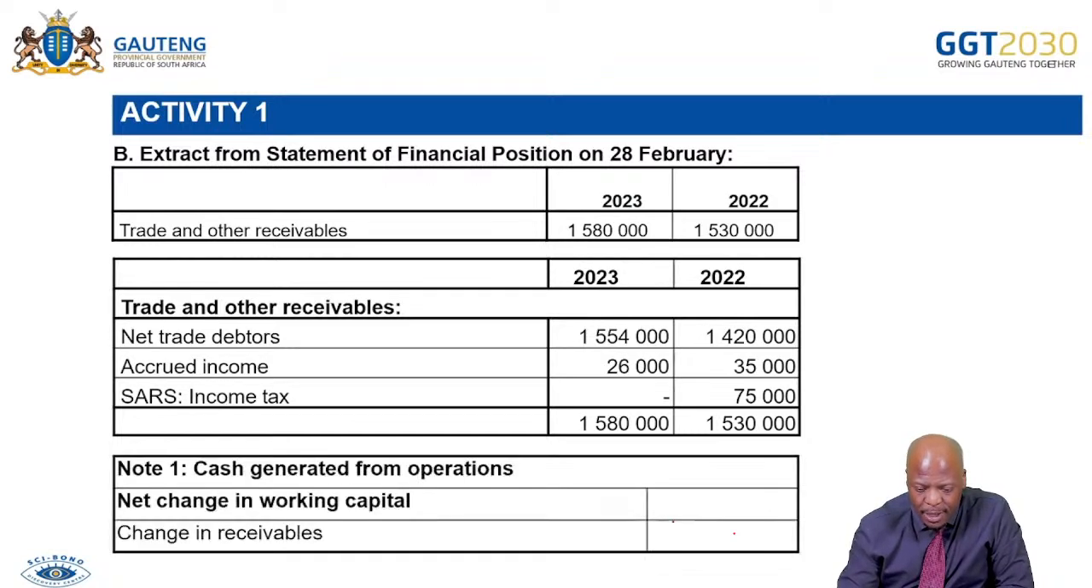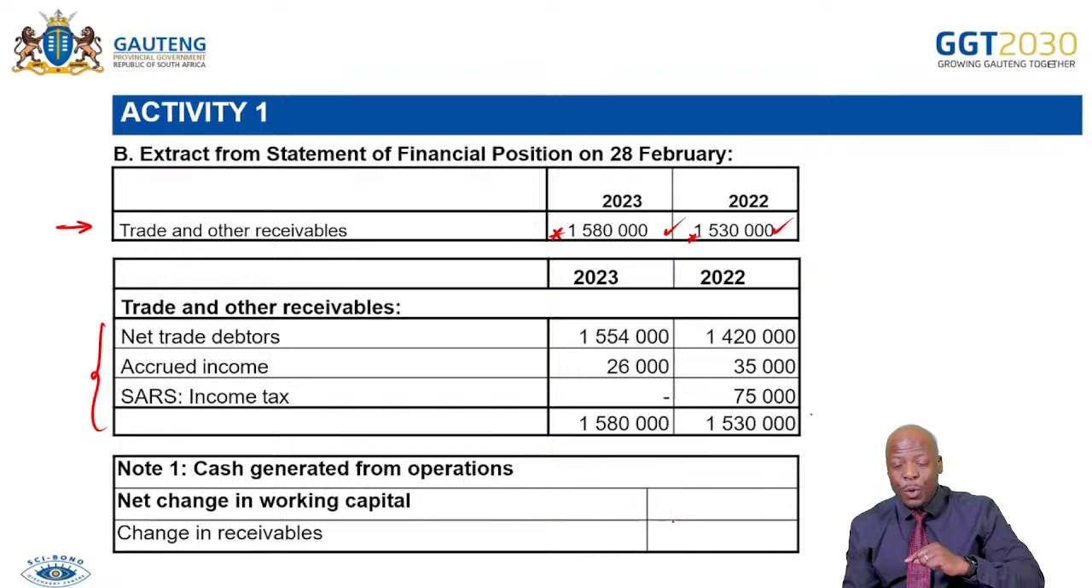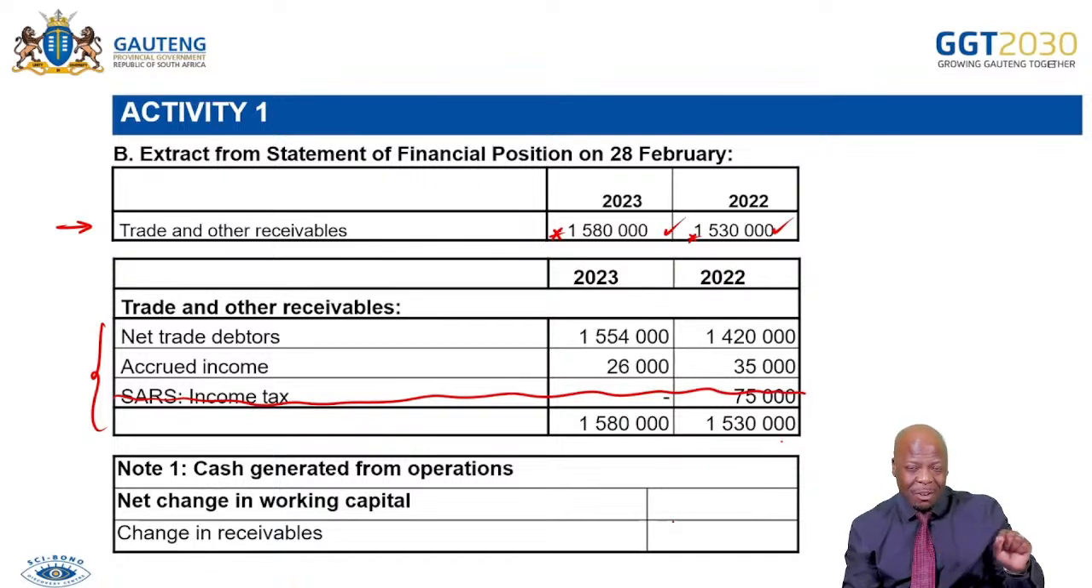The next one is now our change in receivables. You'll find that up here you were given receivables, which is 1,530,000 and 1,580,000. And then later these amounts were broken down here. Now you must not use these figures to get the increase or the decrease, because these amounts include, number one, your SARS income tax. You will not include SARS income tax when we do the increase or the decrease. Why? Because SARS income tax will be shown separately on the face of the cash flow statement. So the SARS income tax, I am not going to touch it. So you see, I've drawn a straight line across it. I'm not going to touch that one.